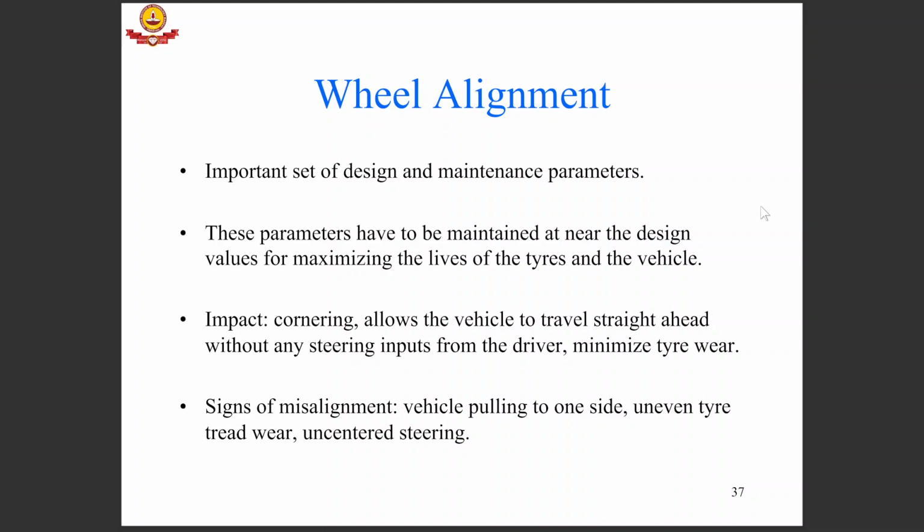Right. So if your wheel alignment is perfect, it allows the vehicle to travel in a straight line without any steering input from the driver, and it also minimizes tire wear. There are various signs of vehicle wheel misalignment, like the vehicle pulling to one side, uneven tire tread wear, or an uncentered steering wheel.